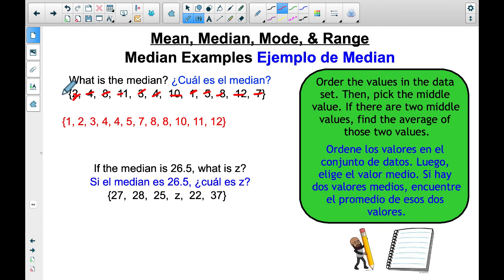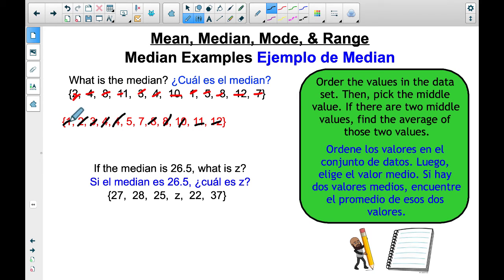Once again, I'm going to count. There are 1, 2, 3, 4, 5, 6, 7, 8, 9, 10, 11, 12. That's just the way to guarantee I got all of the numbers. Now what I'm going to do is I'm going to cross out until I get to the middle. Because there are 12, which is an even number, I know I'm going to be left with 2 middle numbers. I already know that, but I need to find those 2 middle numbers.